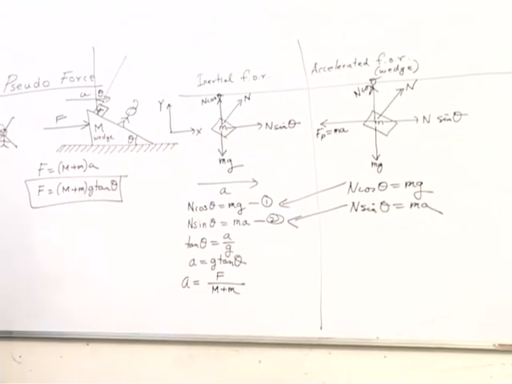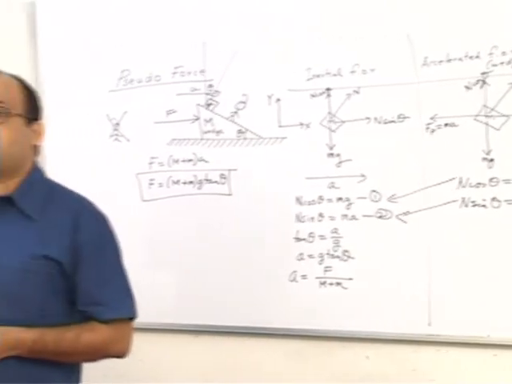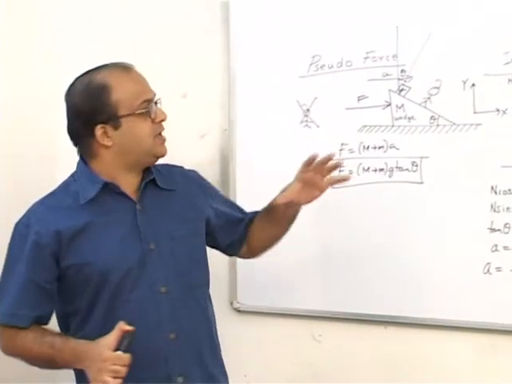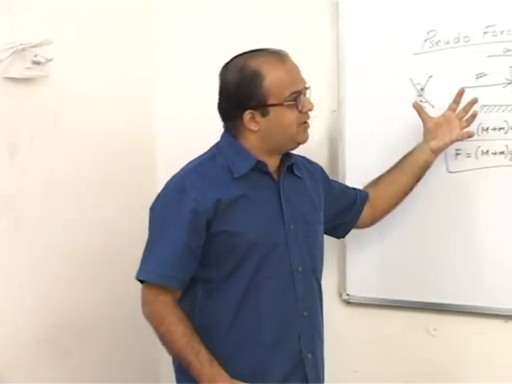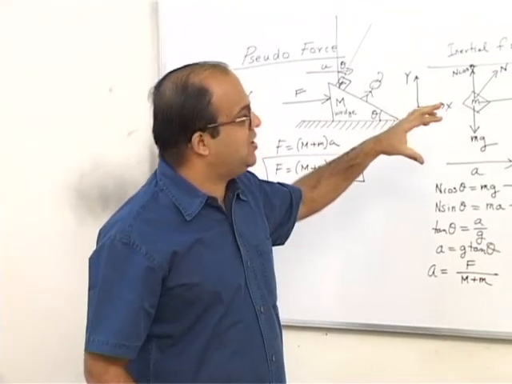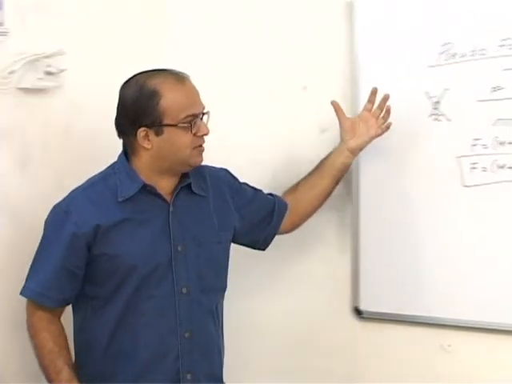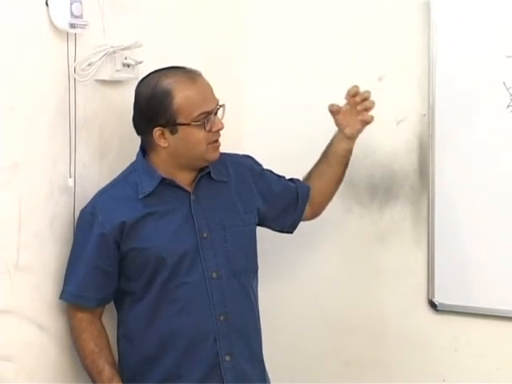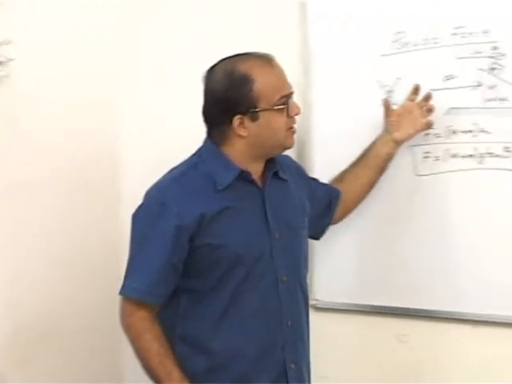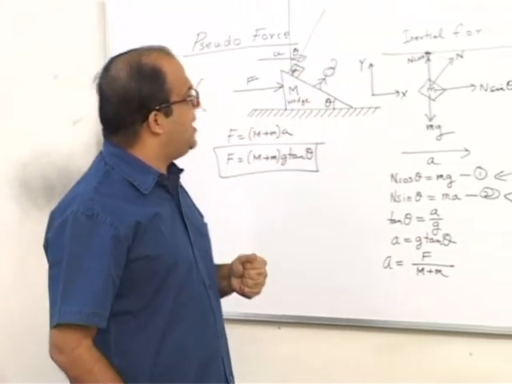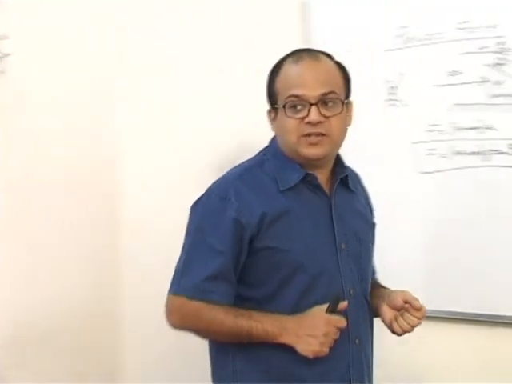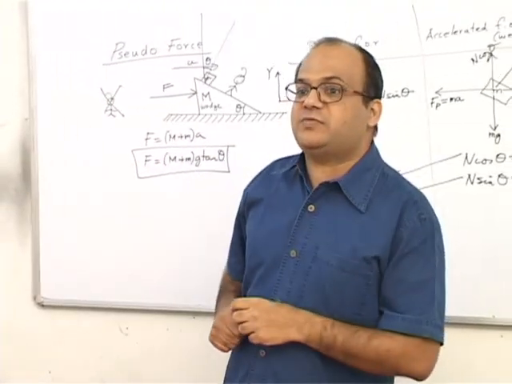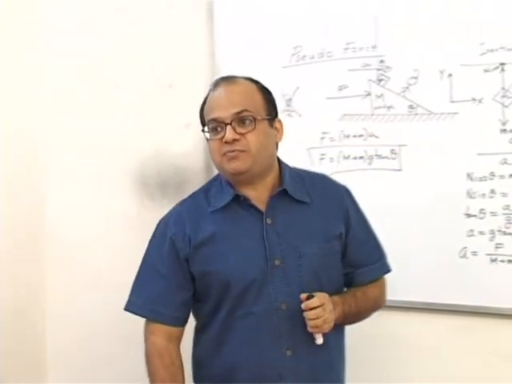So we can solve this problem either by taking an inertial frame of reference or by taking an accelerated frame of reference. When we take an accelerated frame of reference, we apply a pseudo force in addition to all real forces. Pseudo force is given by the mass of the body under consideration multiplied by the acceleration of the reference frame. The direction of pseudo force is always opposite to the direction of acceleration of the reference frame.